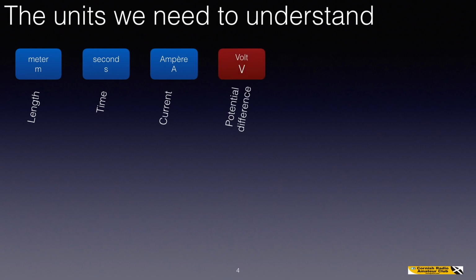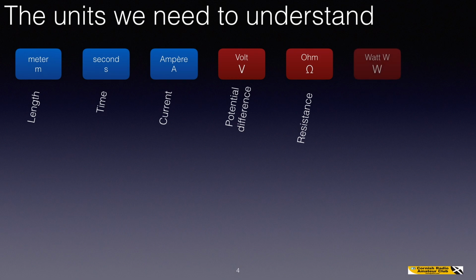The volt measures potential difference, and that's a capital V. The unit of resistance is the ohm with the Greek symbol omega. Looks like a horseshoe. Watt, capital W, measures power. And then finally the Hertz, Hz, measures frequency.